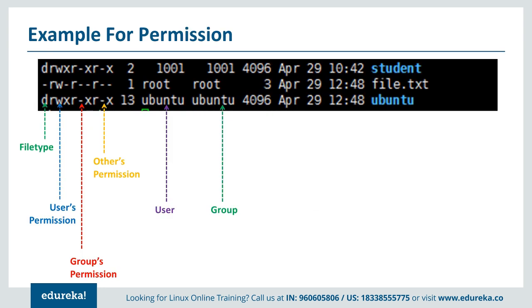As we have seen over here, D is the file type, that is a directory, owned by Ubuntu. RWX is read, write, execute, that is 7. And then R-X is the group permission. So the same group, the Ubuntu group, has permission to read and execute. And any other user who is not from the same group does not even have permission to read the file, only permission to execute the file. So they are not able to get the source code.